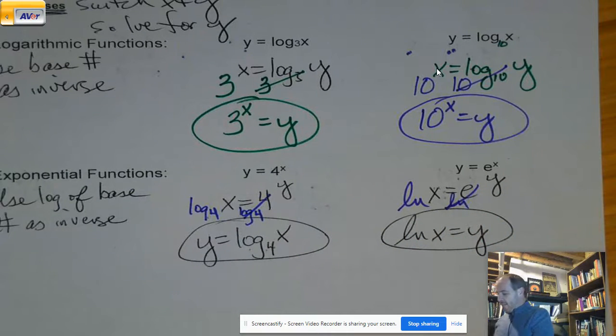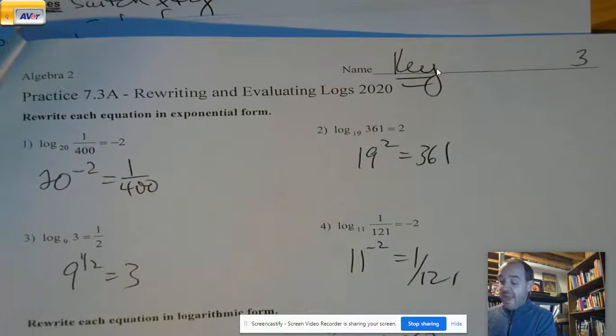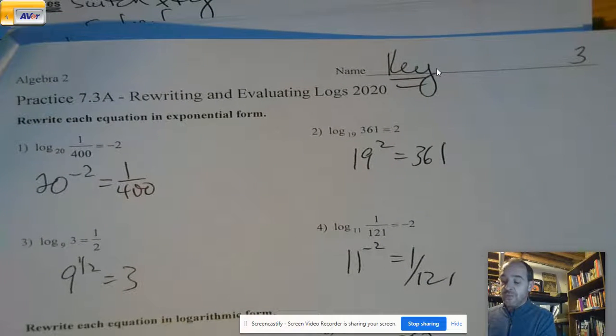Now, let's see here. Trying to see if there's anything on that worksheet that looks like it would be crazy compared to what we did. It actually does not. It's pretty straightforward. The worksheet that you're going to be looking at with this is 7.3a. And it runs almost parallel to the note sheet with the examples.